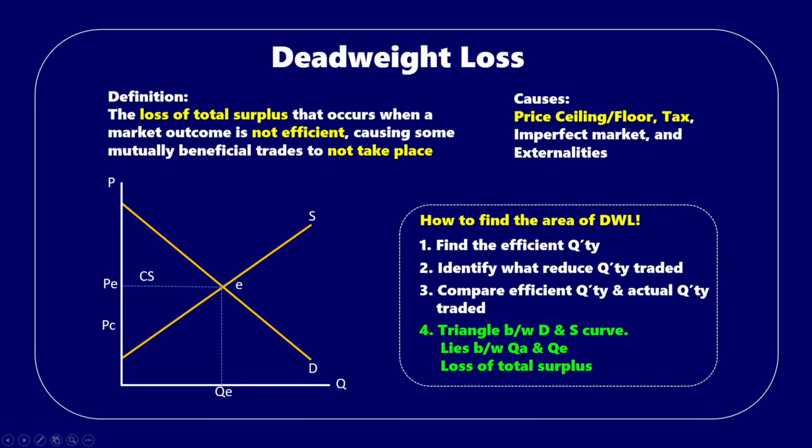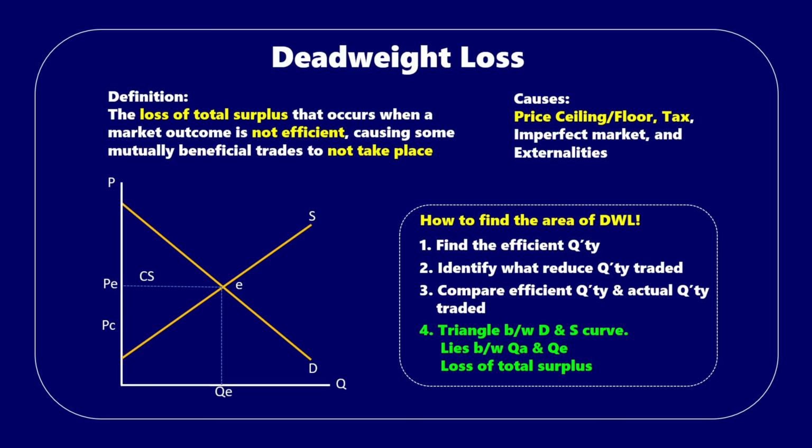Now let's dive deeper into deadweight loss. The simple definition here is the loss of total surplus that occurs when the market outcome is not efficient, causing some mutually beneficial trades to not take place. And the main causes of this are usually price ceilings, price floors, taxes, imperfect markets, and externalities.